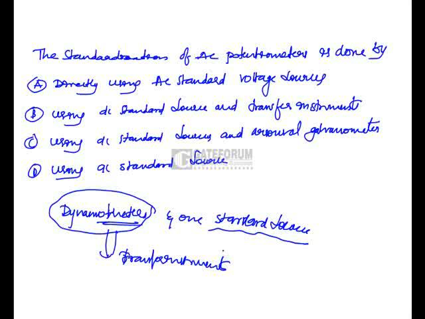Dynamometer is also called a transfer instrument. So standardization of AC potentiometer is done by using a standard source, this is of DC, and transfer instruments. So option B is the correct answer.